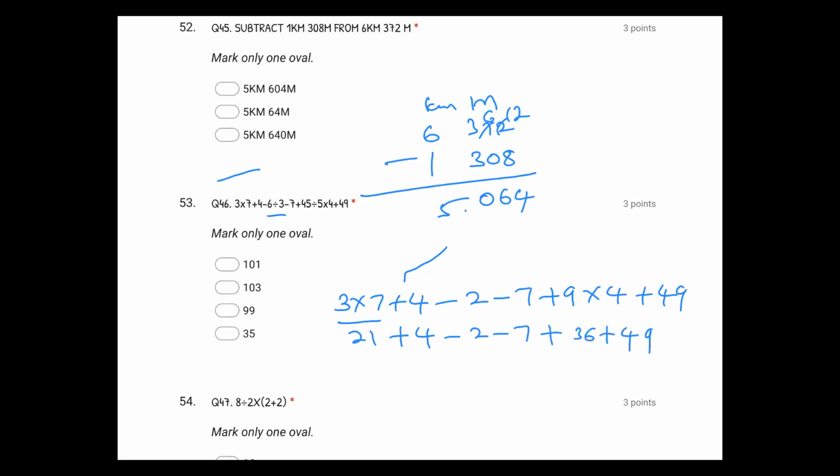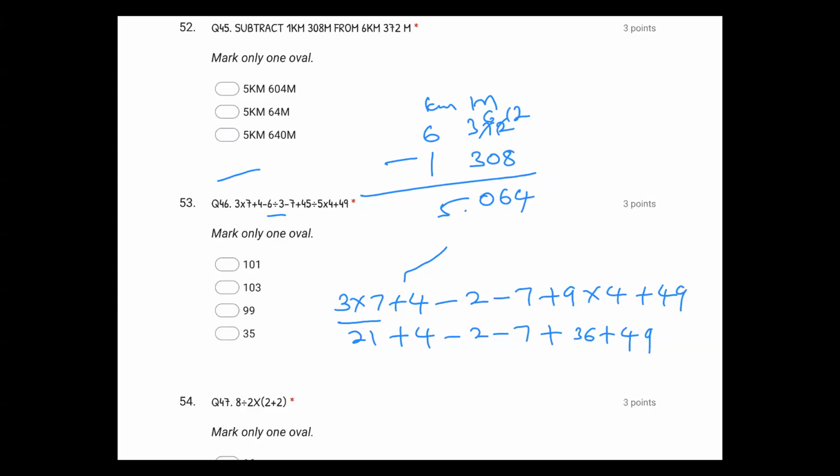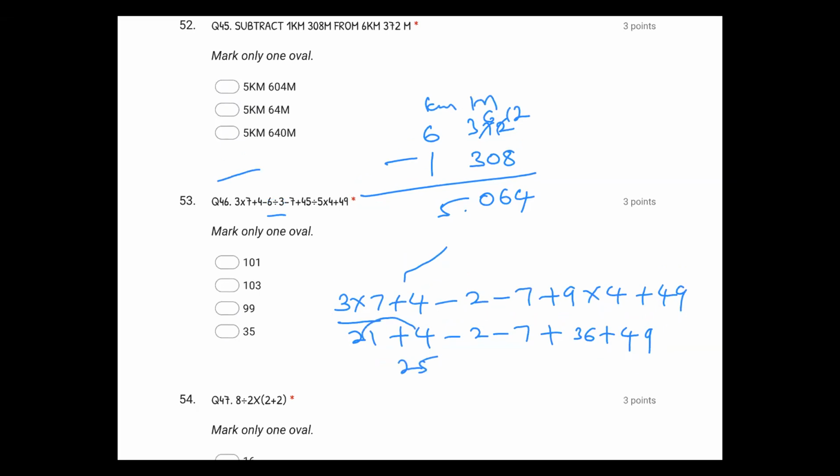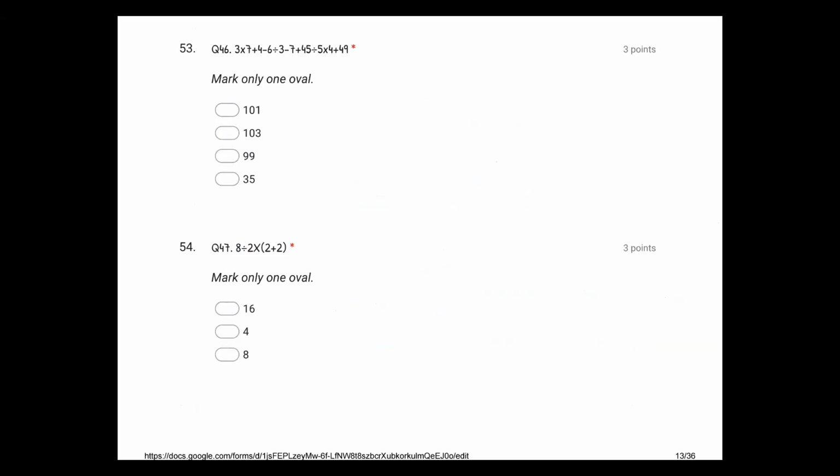After that, here the plus values: if you do 21 plus 25, 25 plus 36 plus 49, minus values minus 9. If you do all, 25 plus 36, what is the value? 61 plus 49, it is 110, 110 minus 9, 101. The answer is 101.